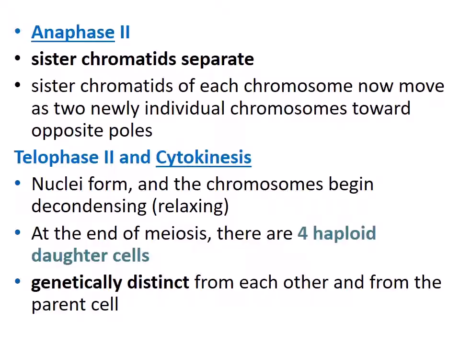Then in telophase 2 and cytokinesis, we're basically cleaning up the cell, so nuclei form and the chromosomes begin to decondense or relax. At the end of cytokinesis, we get 4 haploid daughter cells that are genetically different from each other and also from the parent cell, because we had crossing over occur and independent assortment of homologs.